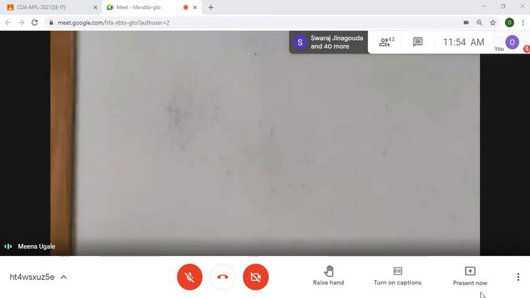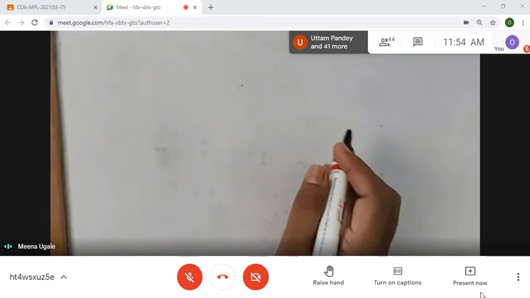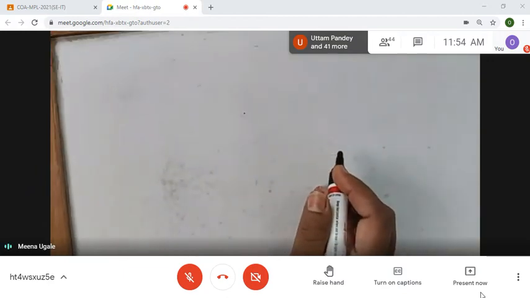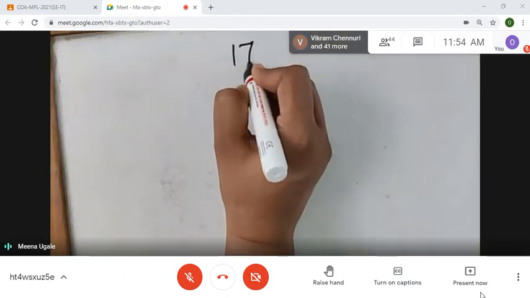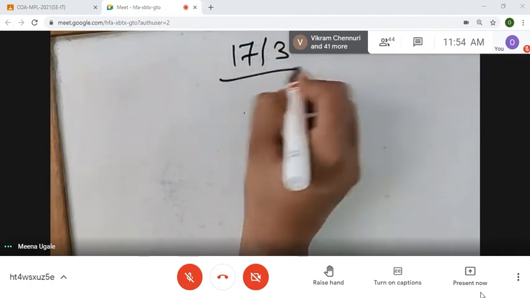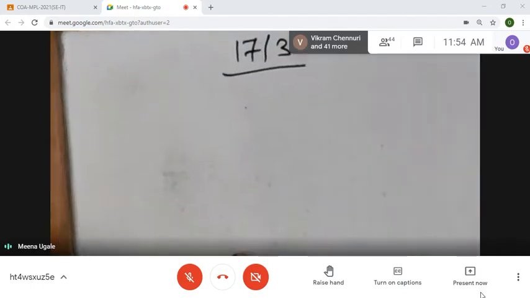Last time we saw one example, that is 11 divided by 2. Now we'll start another example for restoring division. This sum was asked in one of the university papers, that is 17 divided by 3. I hope this is visible. I'm writing on the whiteboard. Is it visible?